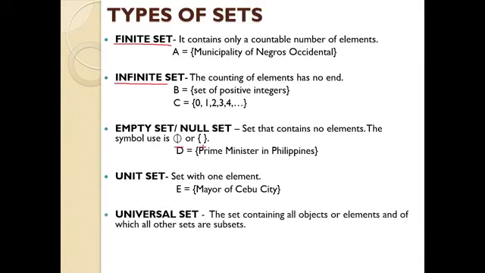Universal set. The set containing all objects or elements, and of which all other sets are subsets. For example, set A contains 1, 2, 3, 4, 5. Set B contains 2, 4, 6, 8. Therefore, the universal set is simply the set of all numbers containing both A and B. So the universal set is simply 1, 2, 3, 4, 5, 6, and 8.